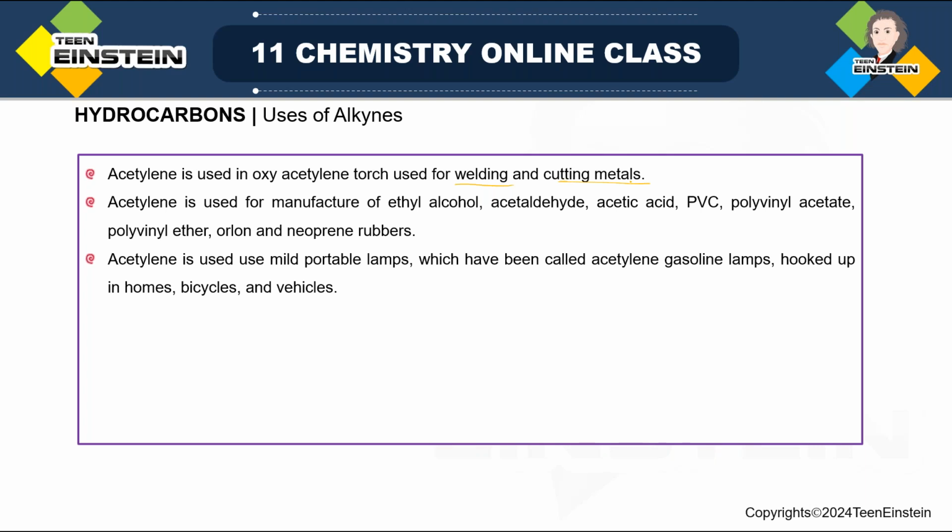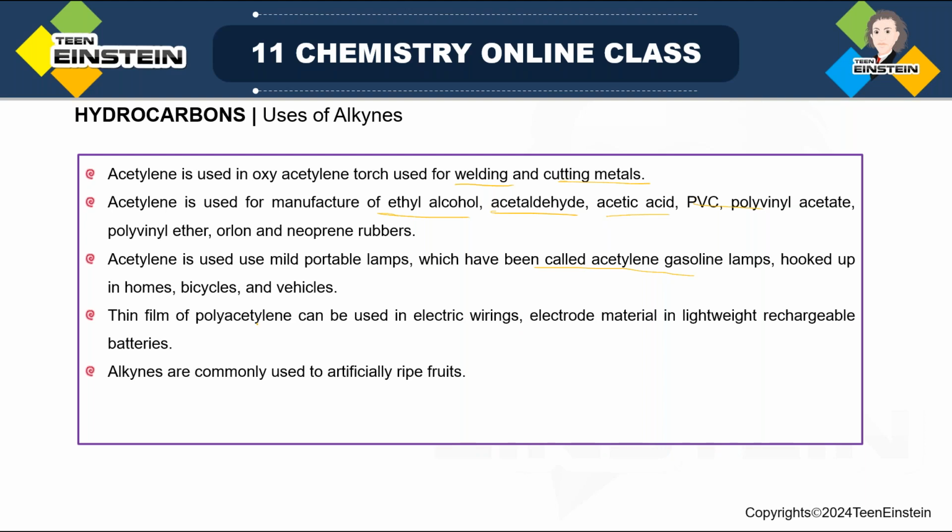Acetylene is used in the manufacture of ethyl alcohol, that is C2H5OH, then CH3CHO, which is acetaldehyde, acetic acid, CH3COOH, and then various types of polymers also. The names are mentioned here because under chemical properties we have already seen the polymerization reaction, so you know how the polymers are generated starting from the C triple bond C. Acetylene is also used as a mild portable lamp, called the acetylene gasoline lamp, used in homes, bicycles, vehicles. So these are very common applications.